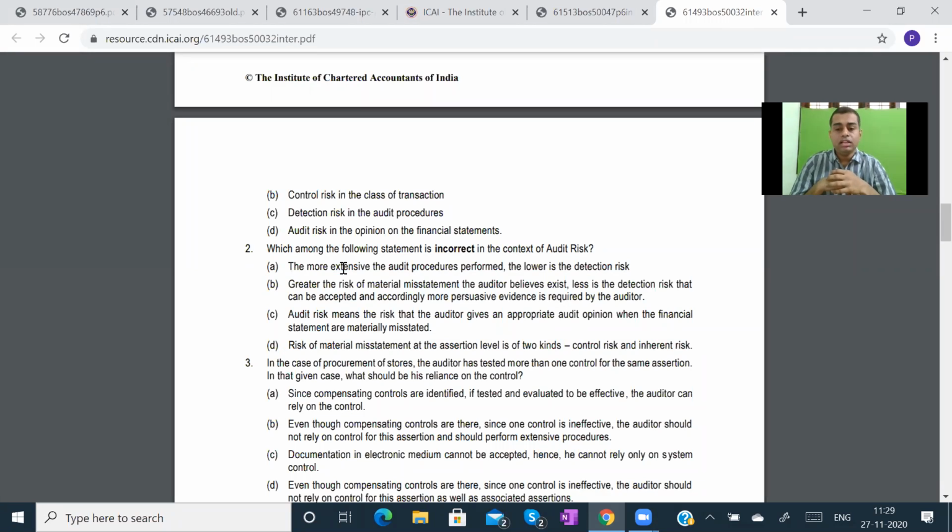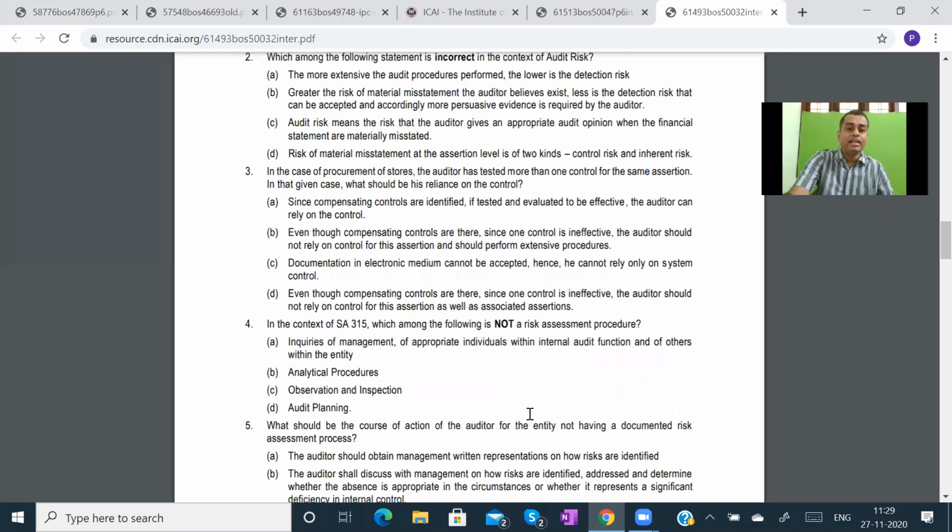Hello, what about others? Safira is also saying C. C is the correct answer because audit risk means the risk that the auditor gives an inappropriate opinion. Here they are telling about an inappropriate opinion. If you give an appropriate opinion, what is the risk in that? If you give an inappropriate opinion, that is the risk. So for the second question, the answer is C.